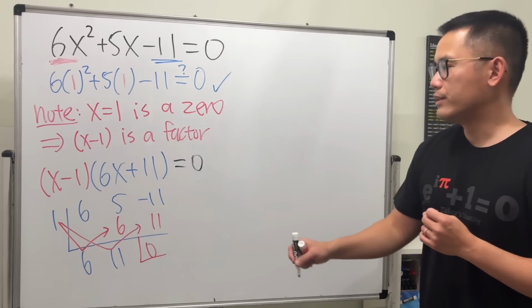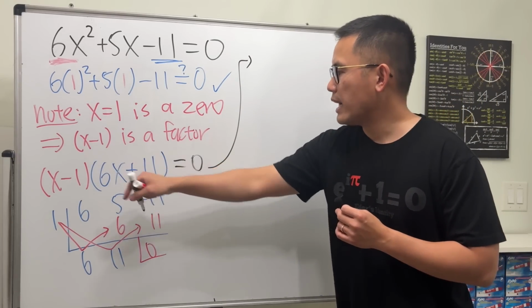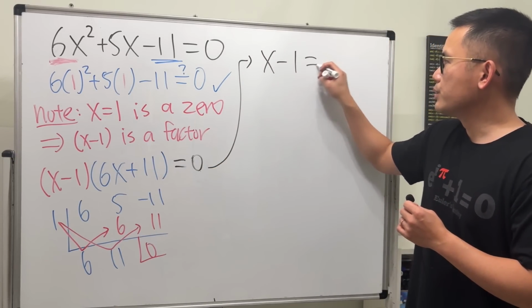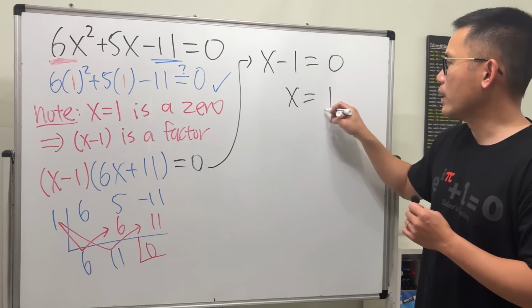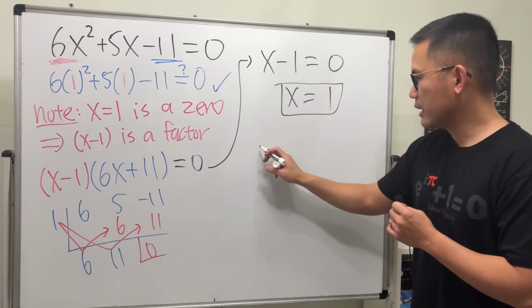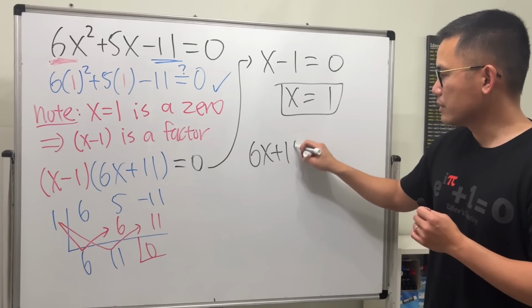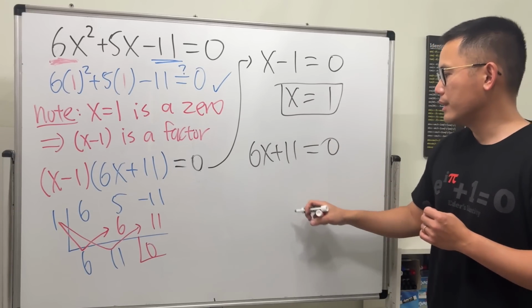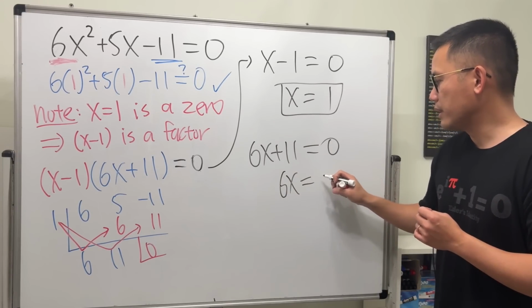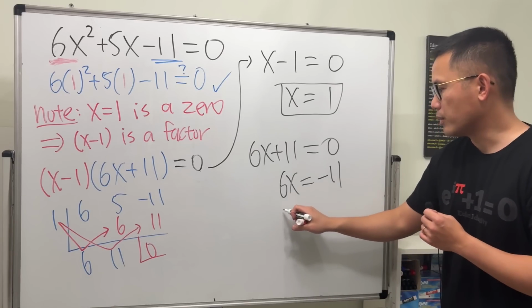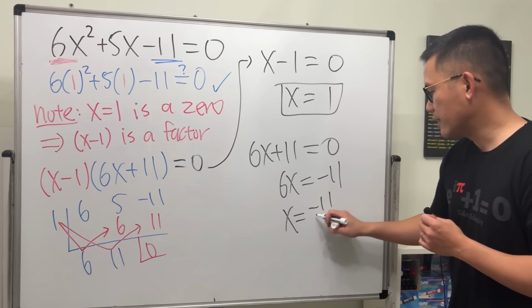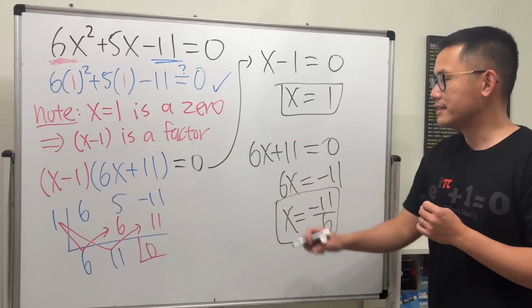So now all we have to do is just write x minus 1 is equal to 0, which means x is equal to 1. And then also do the other one. So 6x plus 11 is equal to 0. So that means 6x is equal to negative 11. And then divide the 6 to both sides. x is equal to negative 11 over 6. So second answer.